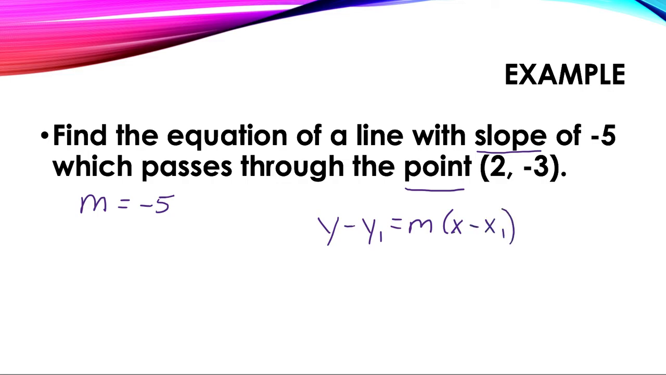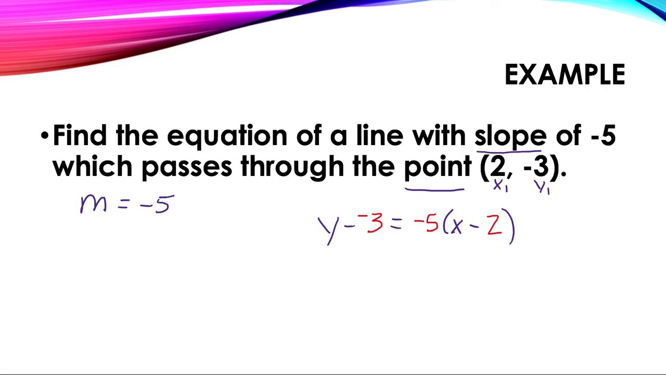So I'll go ahead and write my formula down. Now remember that your point is your x1 and your y1. And so now we're ready to plug in. In place of the y1, I'm going to plug a negative 3. In place of the slope, I'm going to plug a negative 5. And in place of the x1, I'll plug a 2. Now we're ready to simplify.